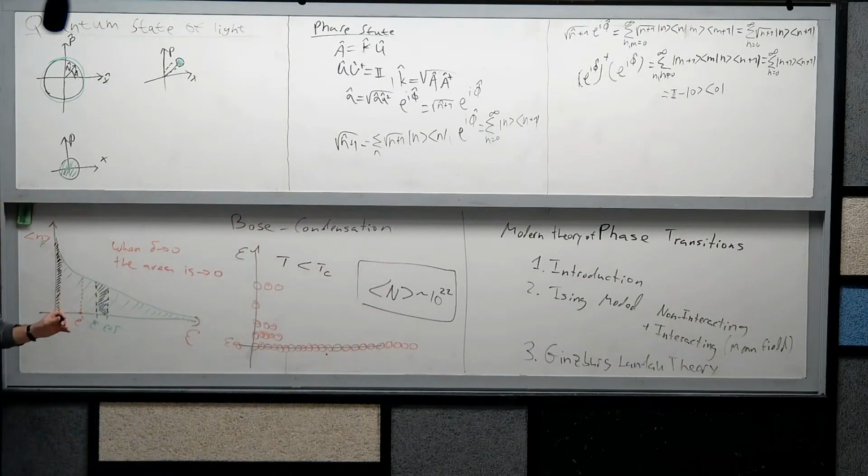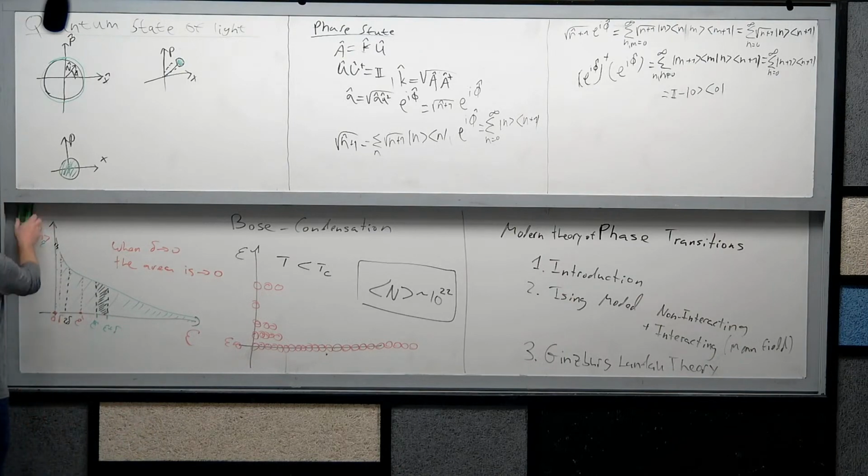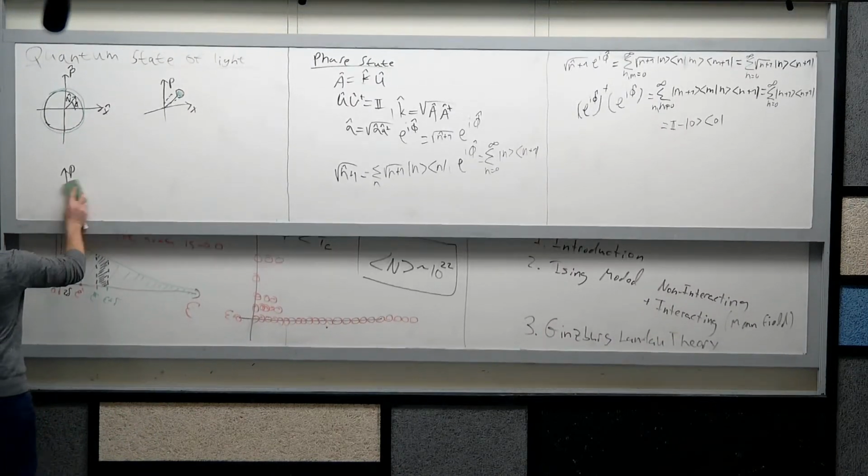Now, this won't happen anywhere else, because if we look at what happens in the region between delta and 2 delta, and we make it smaller and smaller, eventually the area will converge to 0. The only exception is the ground state. Now, why is it so? Because everything else is protected.